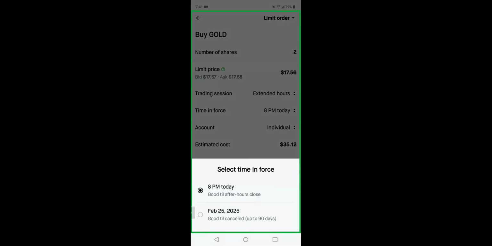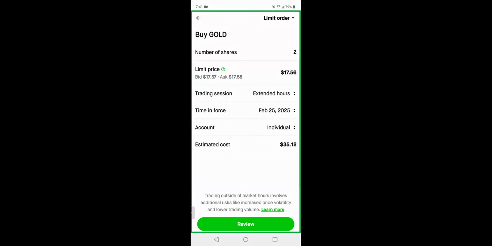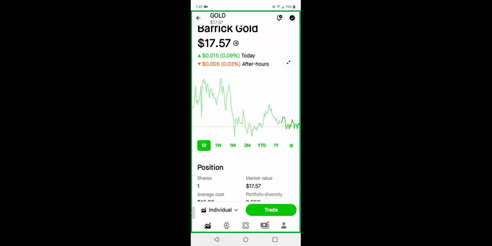Good to cancel, that's usually 3 months or 90 days. So I can say after 8 p.m. tomorrow, they should cancel it, or for the next 90 days, whenever the price comes down to this within 90 days, they should go ahead and buy for me. But this time I'm not buying, I'm just showing us what we've been talking about.